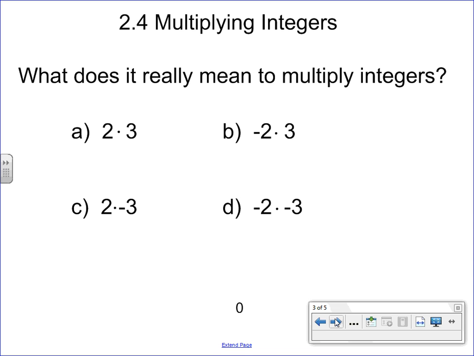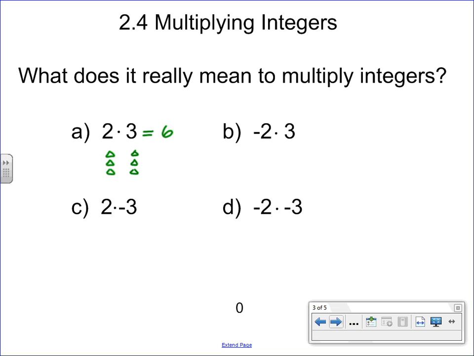So what does it really mean to multiply integers? I'm going to talk first about why multiplication works the way it does, and hopefully that will help explain the process. So 2 times 3 means I have 2 sets of 3. So if I have one set of 3, and I do 2 times 3, that means I have 2 sets of 3. That means I have 6. So 2 times 3 is equal to 6.